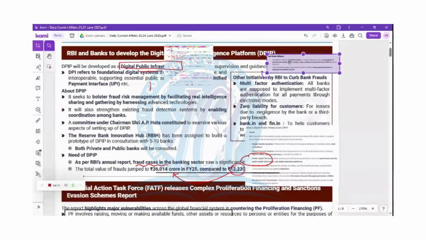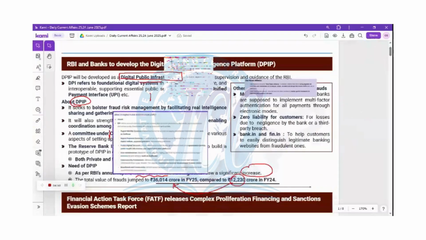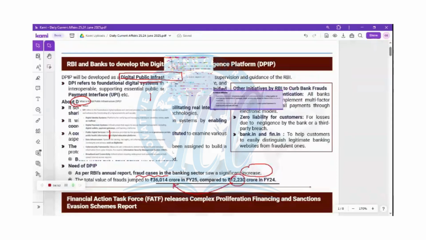Accordingly, sir, the digital intelligence platform is to bolster fraud risk management by facilitating real-time intelligence, and it will also strengthen existing fraud detection systems by enabling coordination among the banks. In this context, remember the committee under AP Hota, again important to examine various aspects. What are the regulatory issues? What about international coordination? What are the best practices? They look into them and suggest the measures.